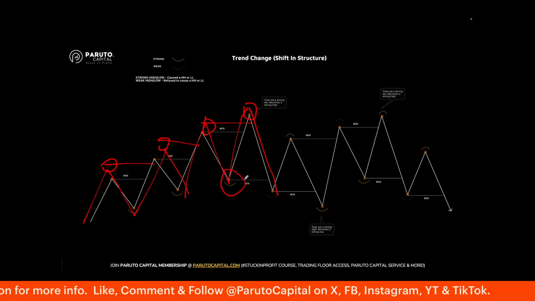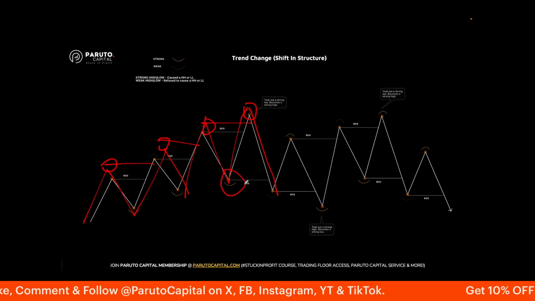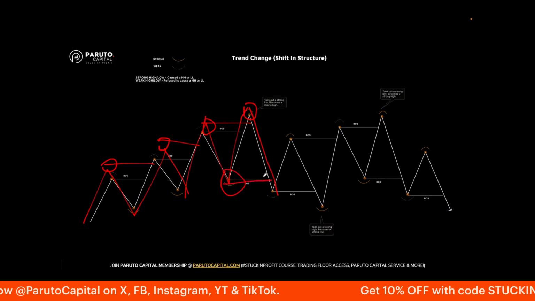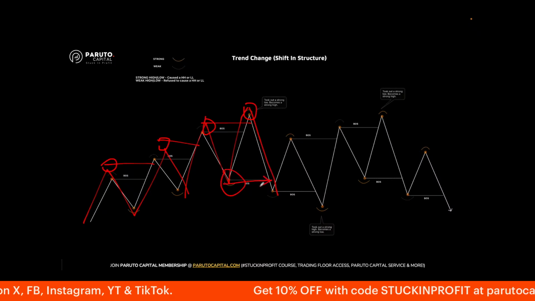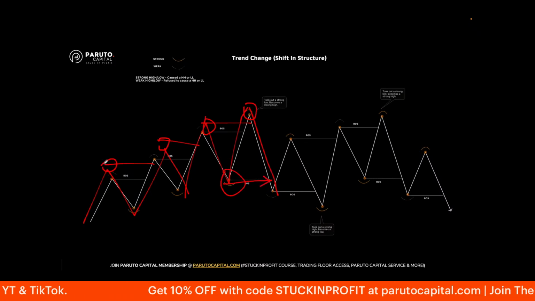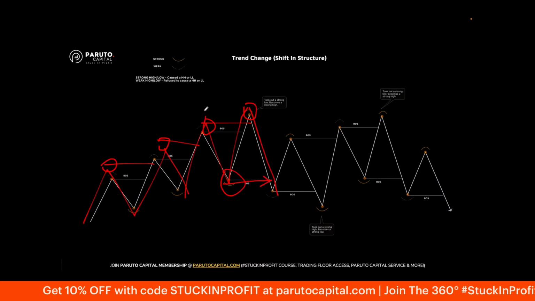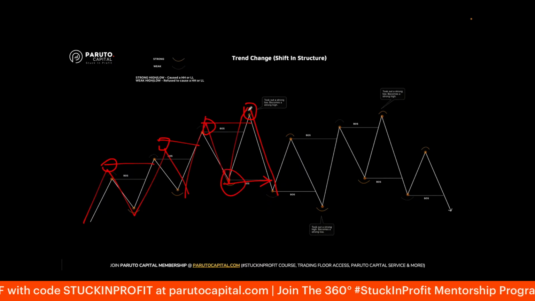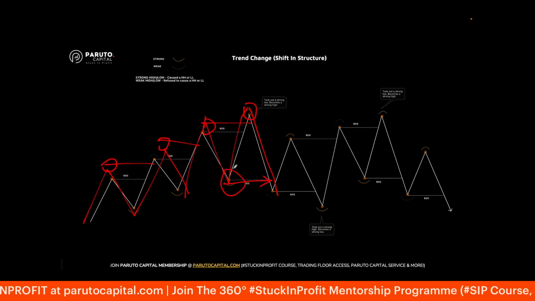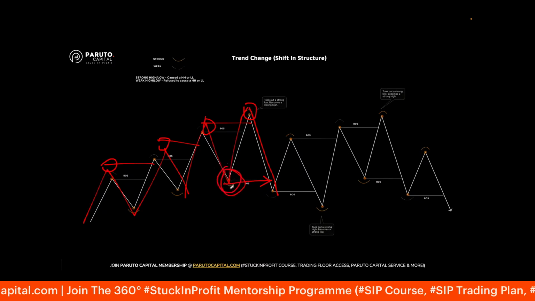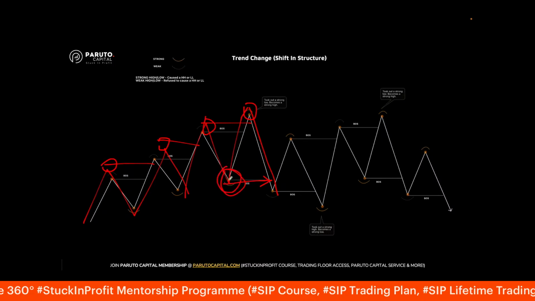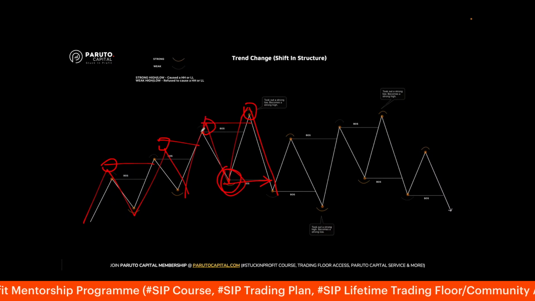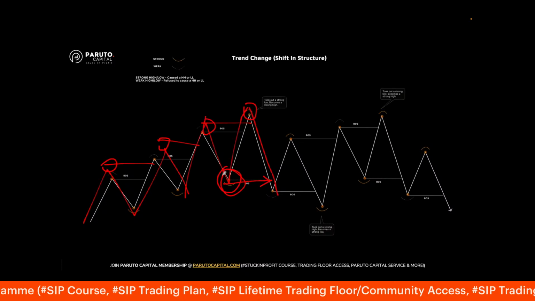Now, because it took out this low, we can see that there is a change of market structure. The market was pulling up, down, up, down, taking out the higher highs, and then all of a sudden it pulls down and takes out this low that is supposed to be a strong low. It's a strong low because it had taken out this higher high, right? But then the market pulls down and takes it out.